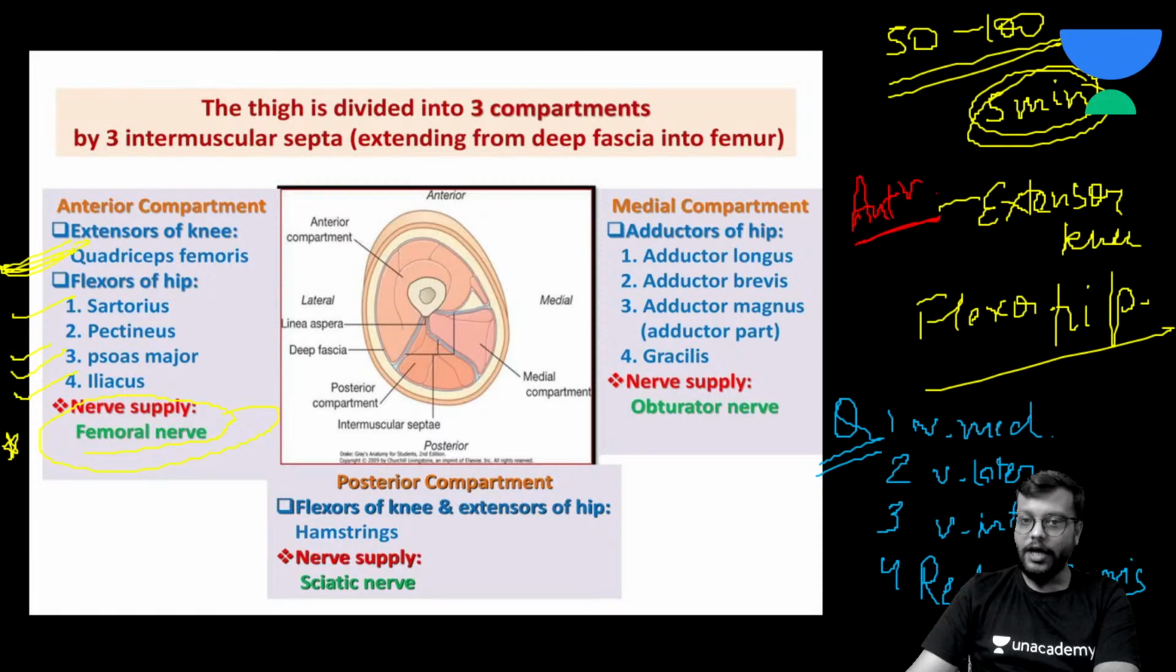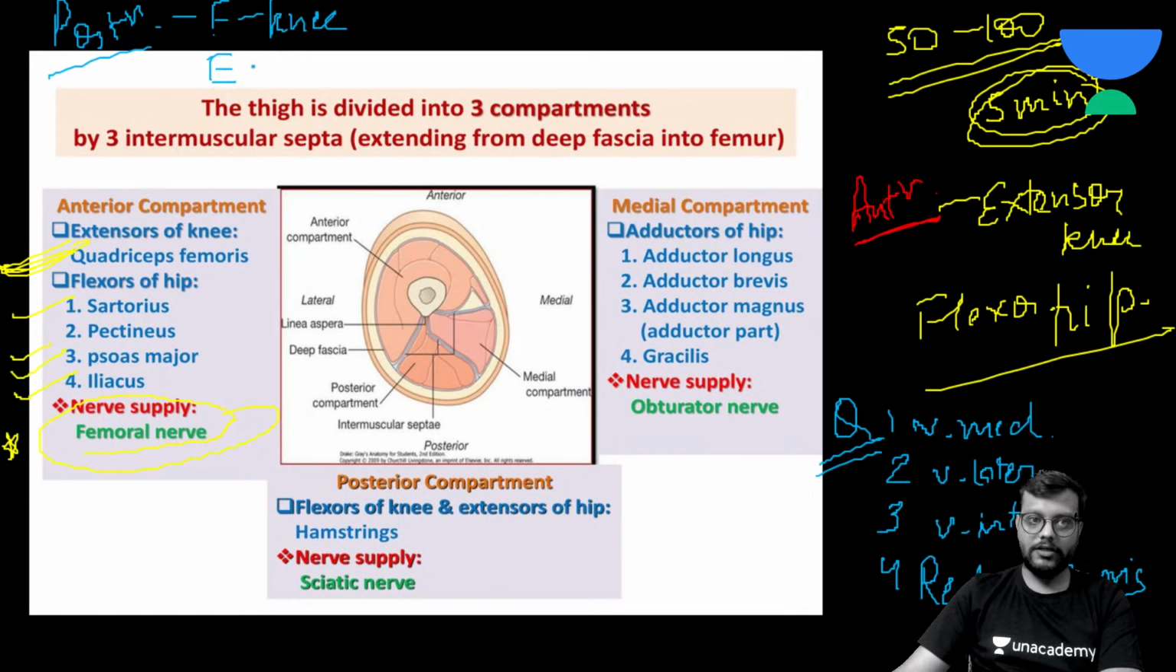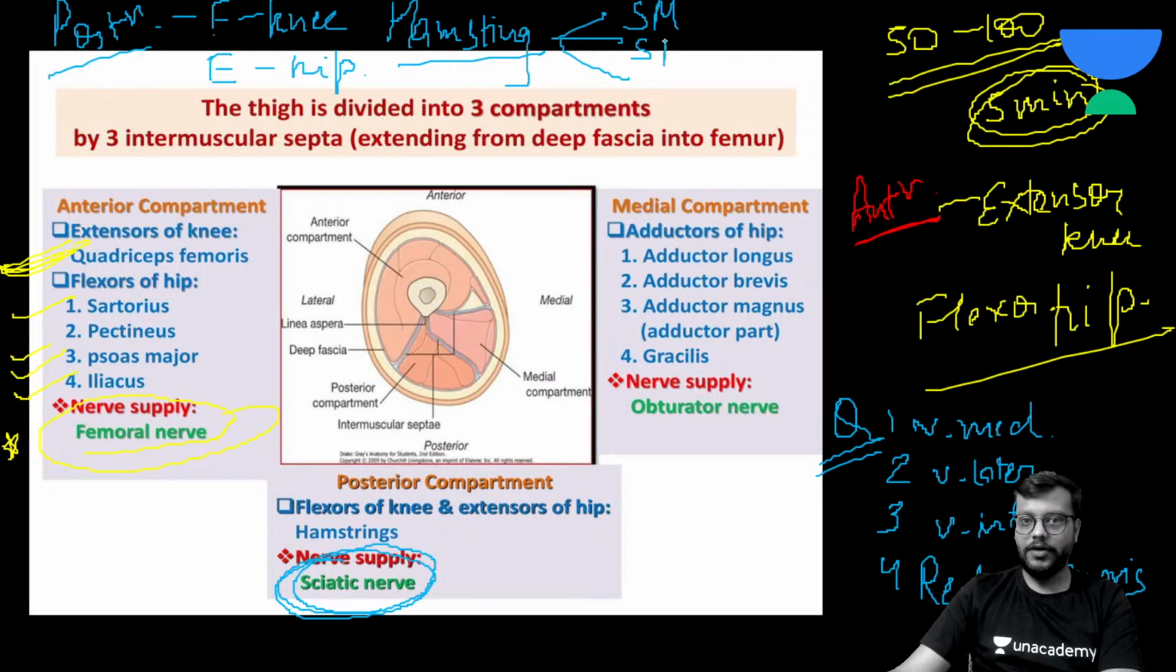femoris, okay. Now the posterior compartment is just the opposite. In the upper limb the posterior compartment was the extensor, so here it will be the flexor, flexor for the knee and extensor for the hip, and it comprises the hamstring muscles supplied by the sciatic nerve, okay. The hamstrings also have 3 muscles: first is semimembranosus, second semitendinosus, and the third is biceps femoris. That is about the posterior compartment, the hamstrings.